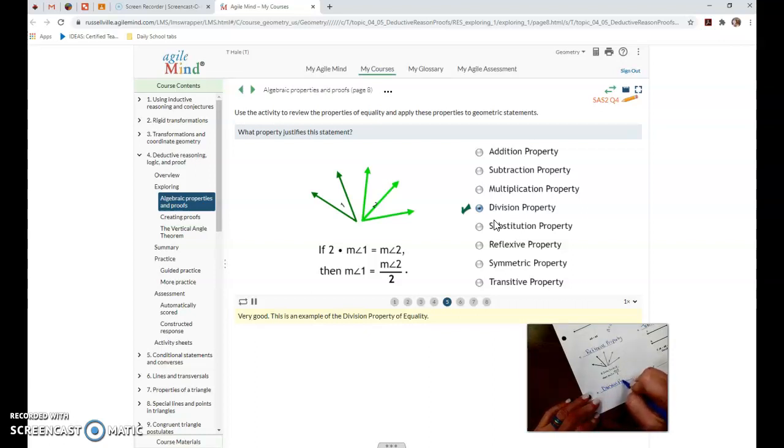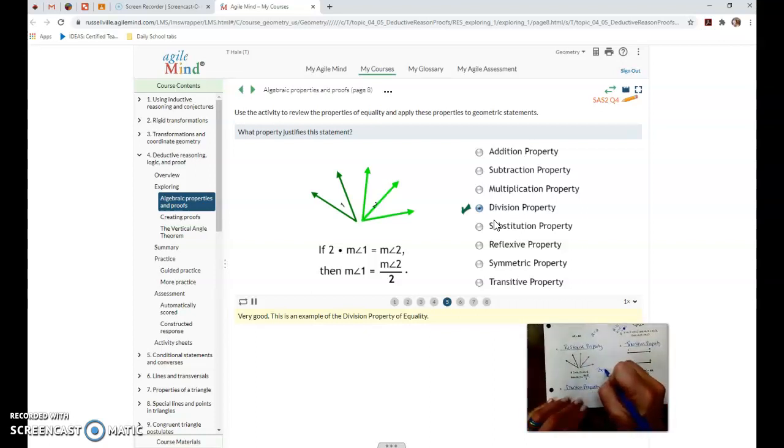Again, as long as you do the same thing to both sides of an equation, you're keeping it equal. So in algebra, when you solved equations like 2x equals 4 for x, you divided both sides by 2 using the division property of equality.